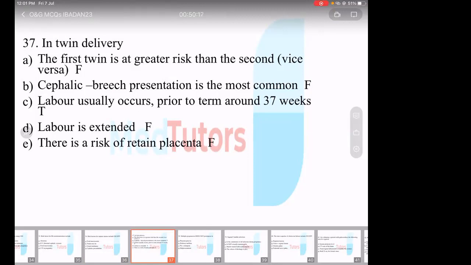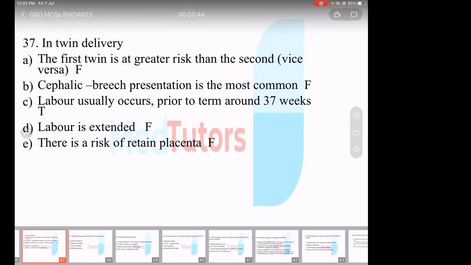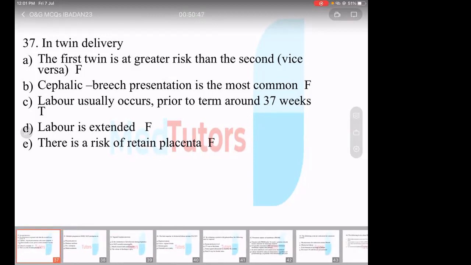Then C, labor usually occurs prior to term around 37 weeks. Yes, you hardly see a twin gestation being carried to term. It's mostly around 37 weeks of gestation. Then D, labor is extended. No, just because they are two does not mean the labor will be longer than that of a single pregnancy. It is not extended. Then E, there is a risk of retained placenta. That is also false. So the true option here is C. Labor usually occurs prior to term.